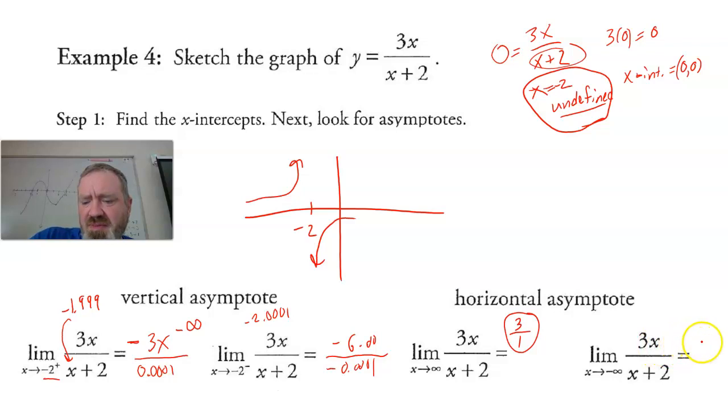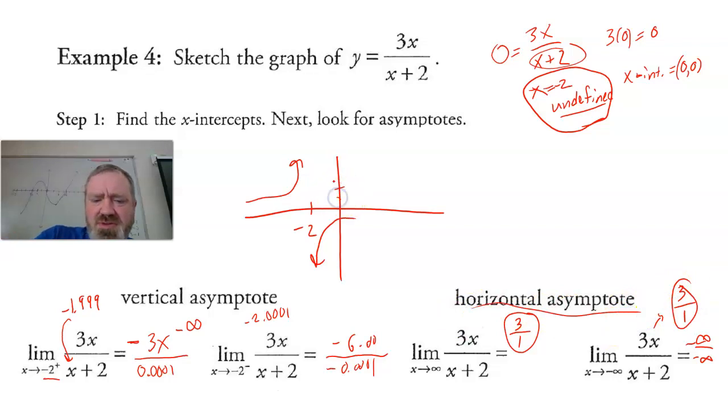Over here, we have the same problem. If we put negative infinity, we have negative infinity over negative infinity. That's indeterminate, so we can think of it as taking the derivative. What's the derivative of the top? 3. What's the derivative of the bottom? 1. So 3 over 1. Looks like we have a horizontal asymptote at 3.